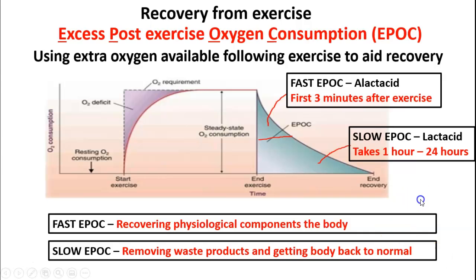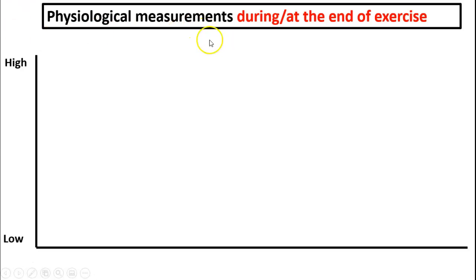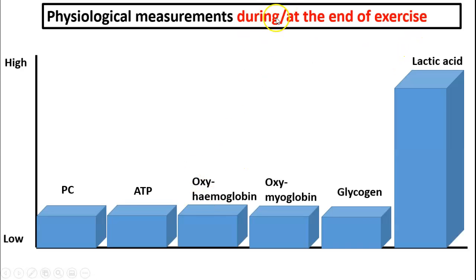So what I'm going to do now is show you some physiological measurements during, or I think a better way to think of this is right at the end of an exercise session. So when you're just finishing an exercise session, what is happening? What are the physiological measurements going to be? So I'm going to put them down onto here. The key physiological measurements we need to understand are, and you should start to recognize these terms from earlier in the course.